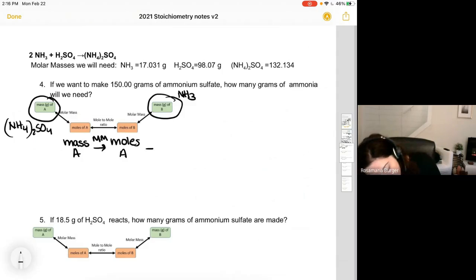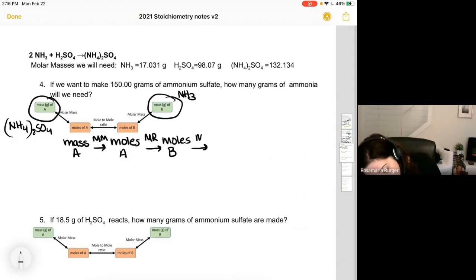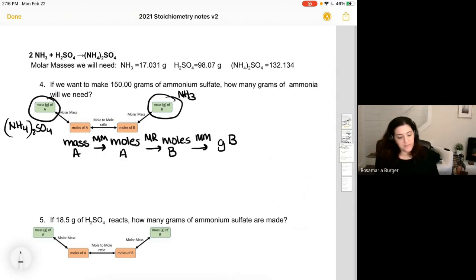We're going to go from moles of A to moles of B, and we're going to do that with our mole ratio. This is the new thing that we're learning. They're the coefficients in the chemical equation. And then for moles of B, we're going to use its molar mass to get us our grams of B. Okay, so this is going to take a lot of steps, but now that we have a plan, we can be sure that the steps that we're taking are correct. So let's start with what we're given.